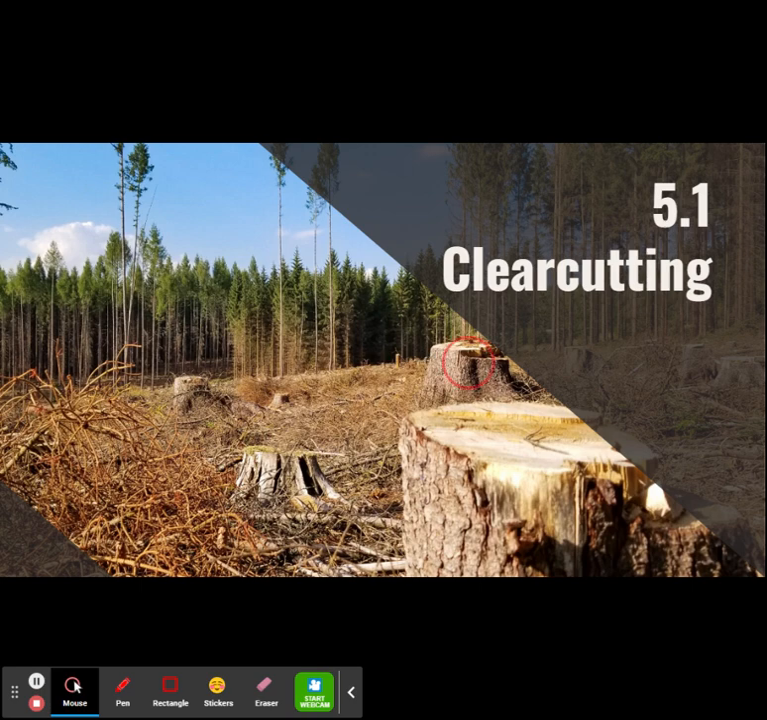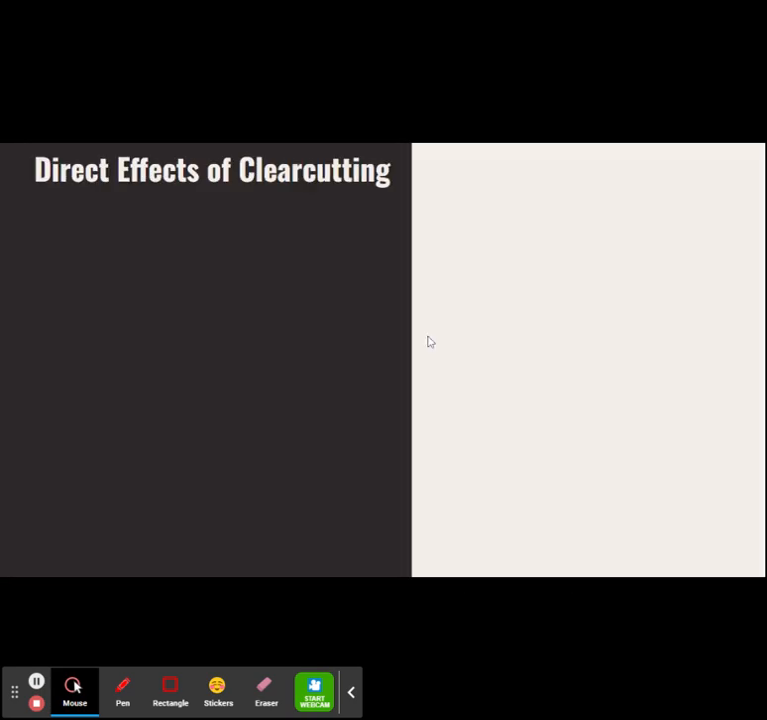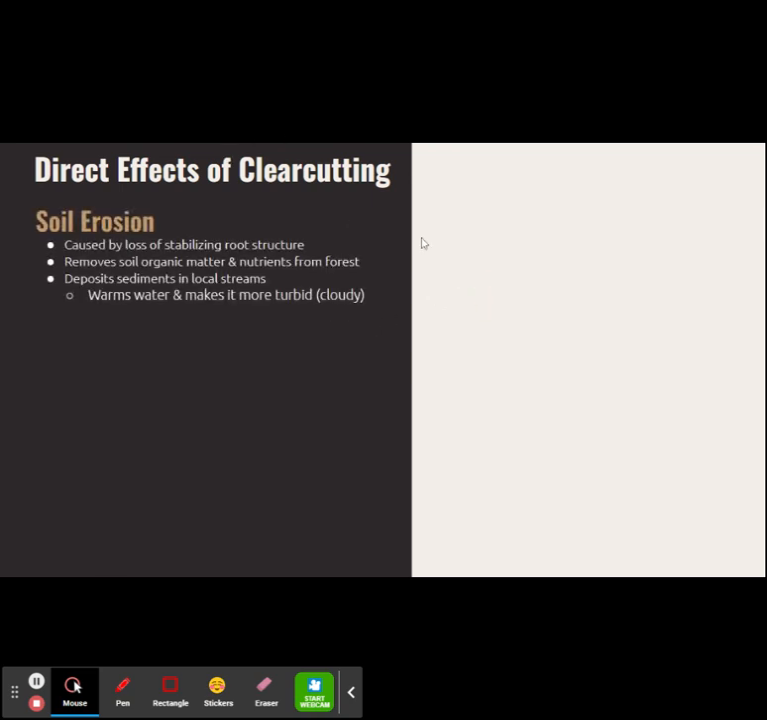Let's talk about clear cutting. Clear cutting is the removal of trees, just cutting all of them down, and these would be the effects or the impacts of clear cutting. So the first one is soil erosion. Because roots hold soil in place, clear cutting an area removes the stabilizing effect those roots have on the soil. This leads to loss of soil organic matter and nutrients found in the topsoil, which is easily blown by wind and washed away by the rain.